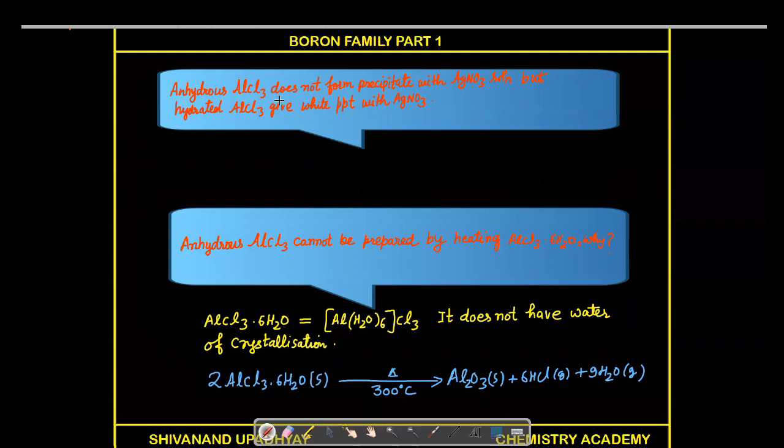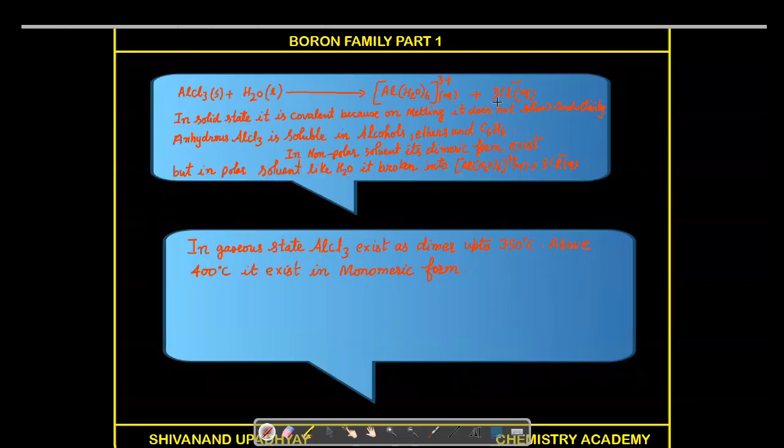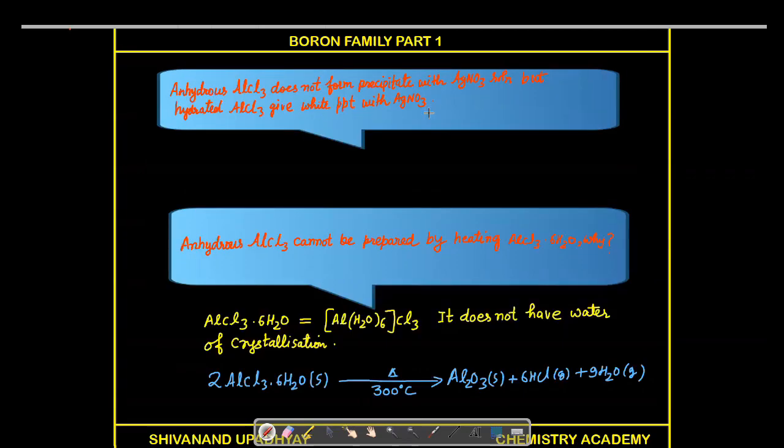There is no Cl minus ion in anhydrous, but the hydrated form exists in the form of Cl minus ion. So it will combine with Ag plus to form AgCl precipitate. So that is the explanation.